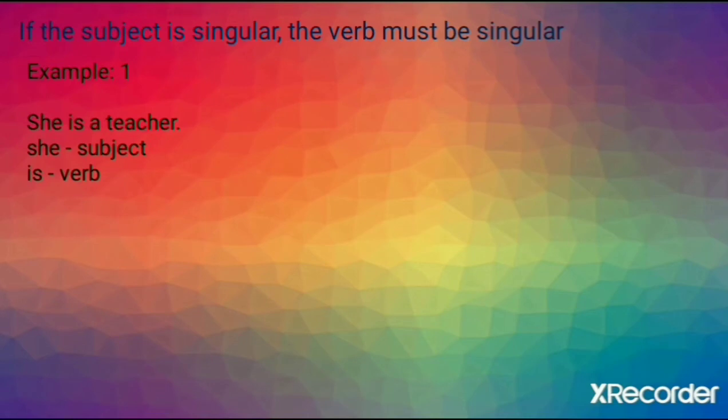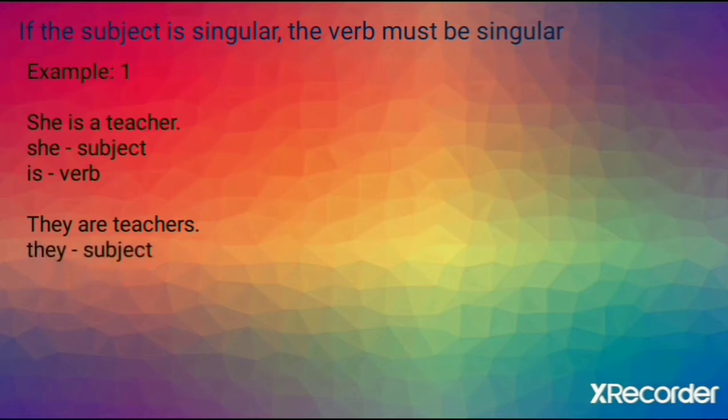Likewise, if the subject is plural, the verb must also be plural. For example, they are teachers. In this sentence, the subject is the pronoun they and the verb is are. Since the subject they is plural, the plural form verb are is used.